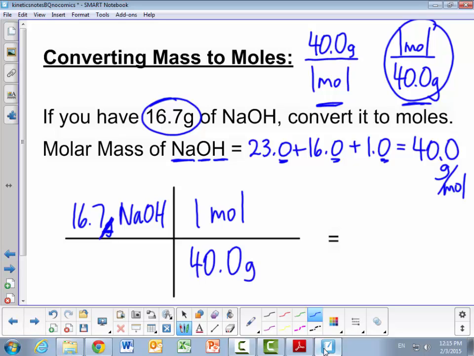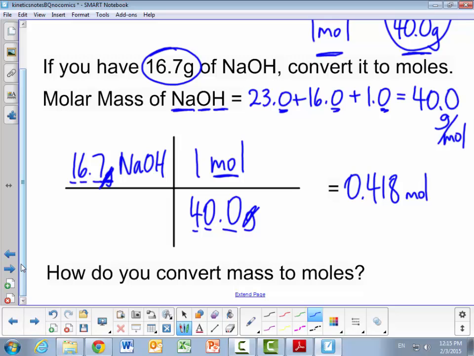The gram units will cancel. You'll be left with mole units. So to get the answer, it's 16.7 divided by 40. We got 3 sig figs here, 3 sig figs here. So our answer will have 3 sig figs, and the answer is 0.418 moles. It makes sense if you think about it, because if 1 mole is 40 grams and we only have 16.7 grams, that's less than half of 40. So our moles should be a little less than 0.5, and that's exactly what we see.